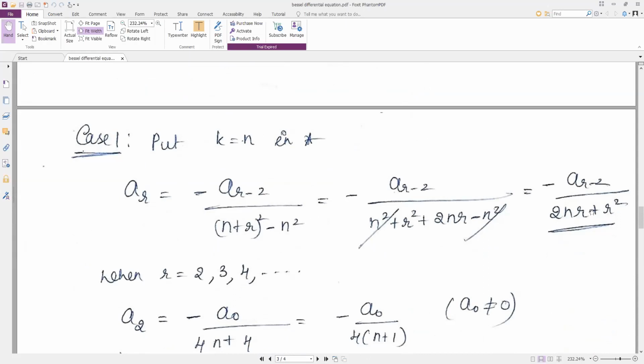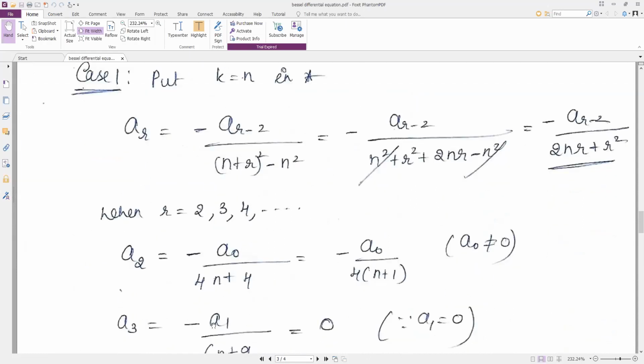Now let me put in the values, because we already got a0 and a1. Now we need a2, so put r equal to 2, 3, 4, etc. and let me check the coefficients. When you put r equal to 2, you get a2 equal to minus a0 divided by 4n plus 4, so minus a0 divided by 4 into (n plus 1). And already we have set a0 not equal to 0. So this is the coefficient a2.